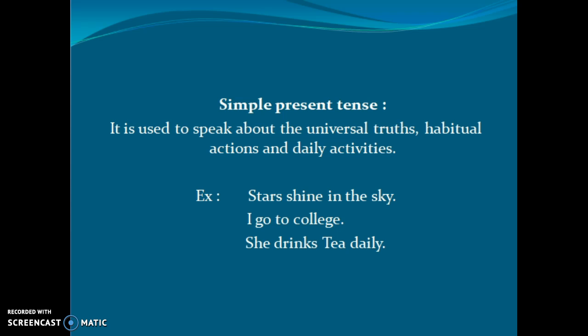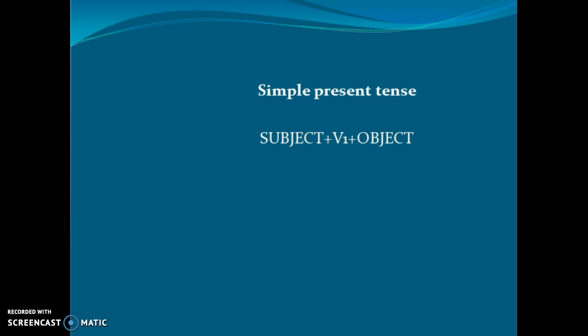Here I have given examples: stars shine in the sky, I go to college, she drinks a tea daily. These sentences are a few examples for universal truths, daily activities, and habitual actions respectively. This is the simple present tense sentence structure. Whenever we have to form a simple present tense sentence, we have to put it in this manner: subject, V1 form of the verb, and later on the object or predicate of the sentence.